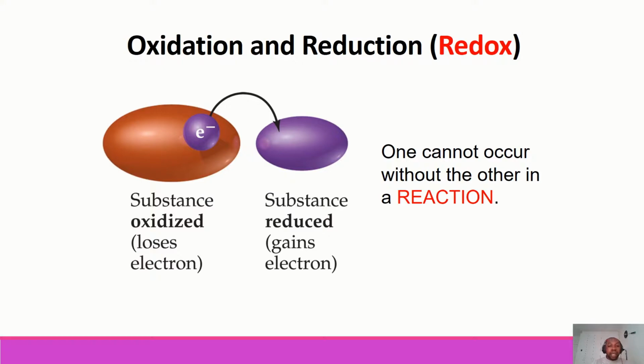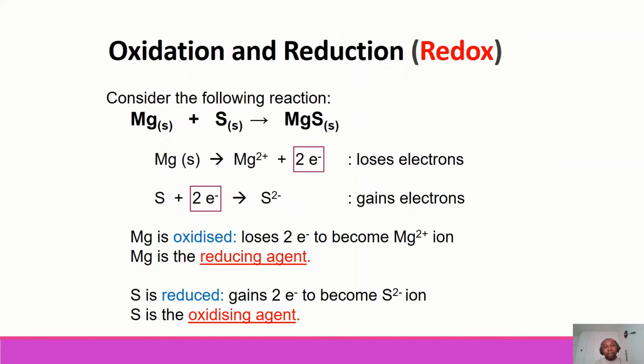So, oxidation and redox reaction. One cannot occur without the other in a reaction. The two of them have to go together, and that's why we call them redox reaction. So when you have a substance losing an electron, definitely you're going to have another substance gaining the electron that has been lost. So oxidation and reduction, let's consider some examples.